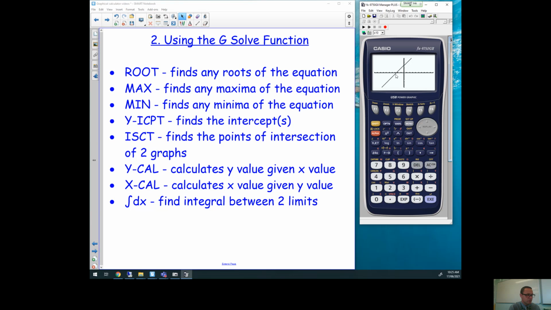Dead easy. Once you've drawn the graph, you just click gsolve root, and that will tell you minus 2.5. Then gsolve y-intercept, and that'll tell you 5. Obviously for that one you can work it out very easily algebraically, but it will just confirm what you already know, hopefully. Let's deselect that one and have a go at the quadratic now.